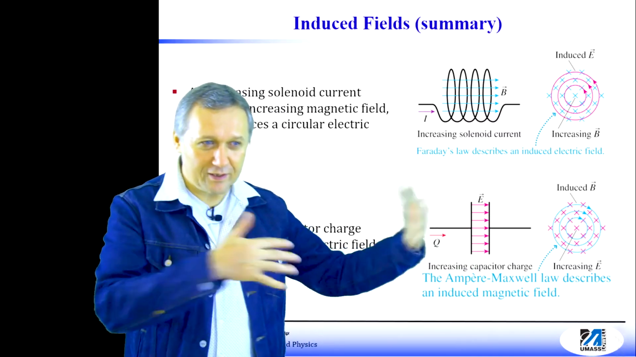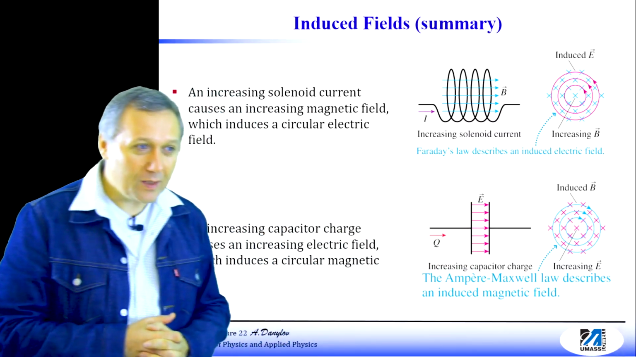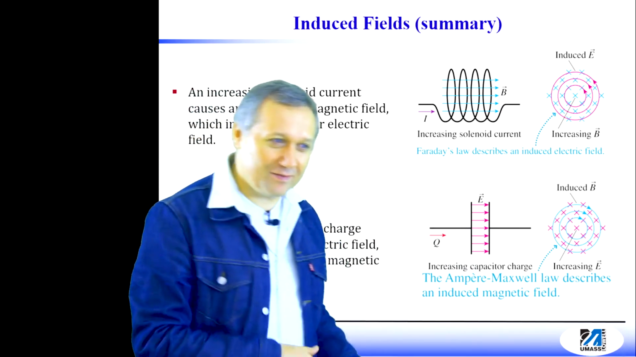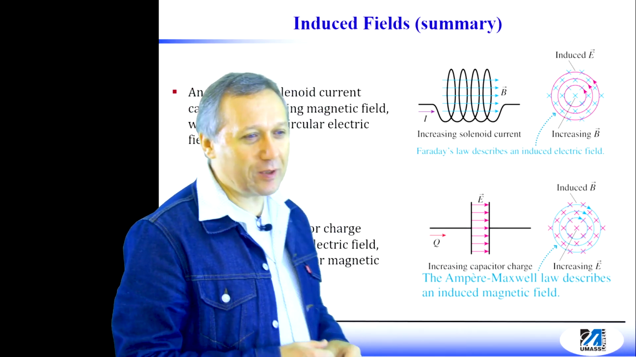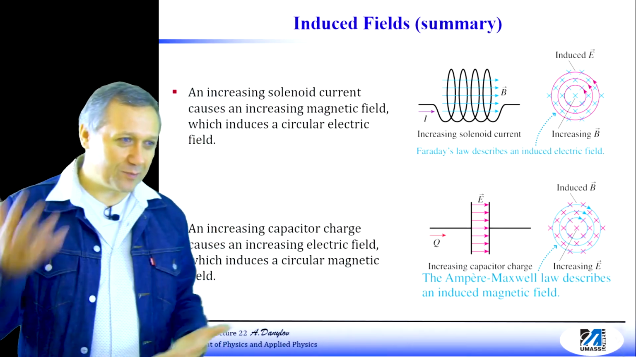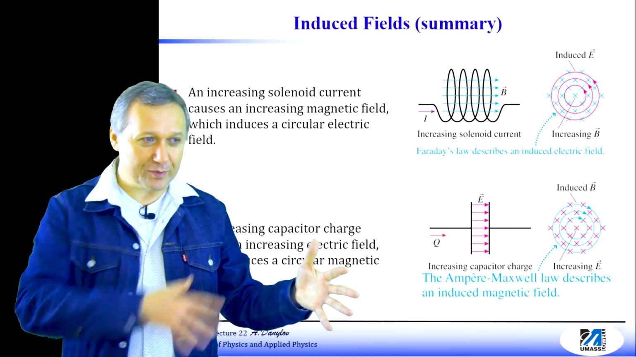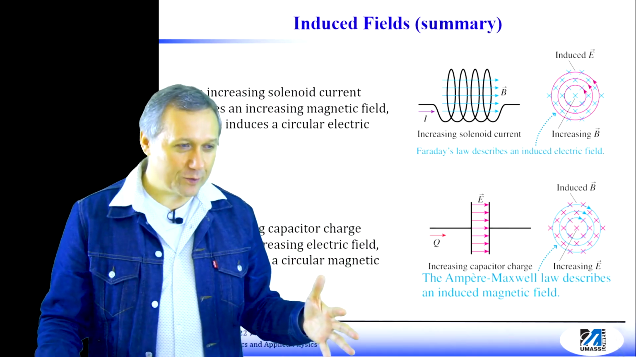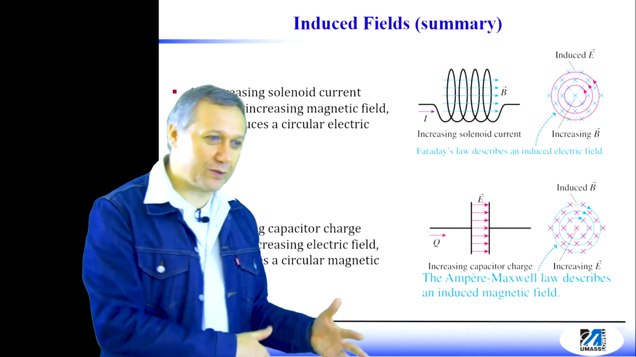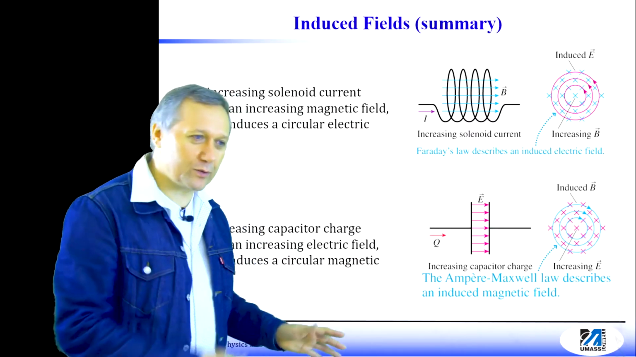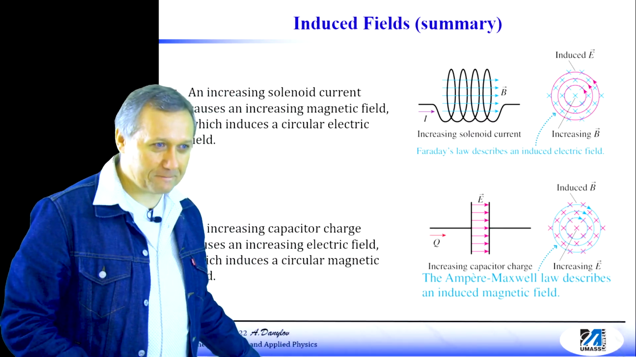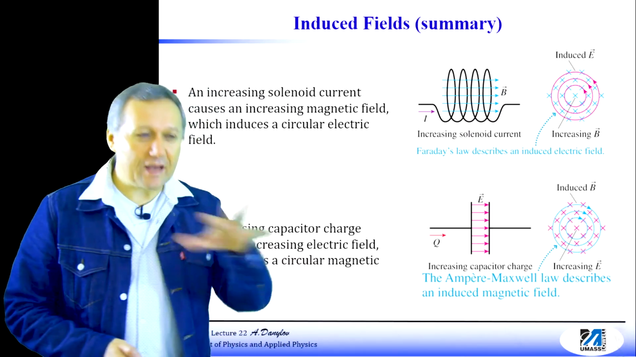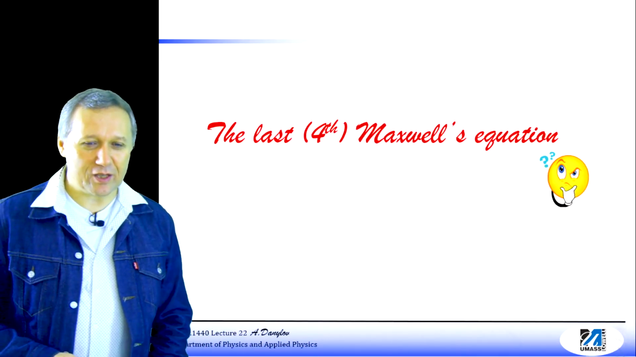So I just wanted again to demonstrate the similarity between the electric and magnetic worlds. So this field produced that field, and now the reverse is correct. The magnetic field produces, and the electric field produces, a magnetic field. Okay, and now the last equation, equation number 4.